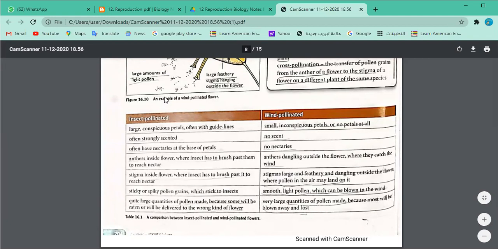And the other one, which we have discussed before on page 209, and figure 16.4, okay? So these, you can easily compare.